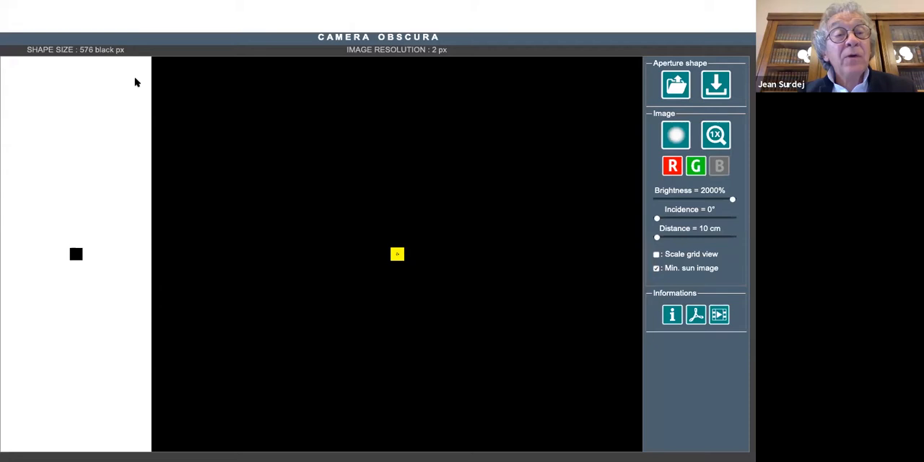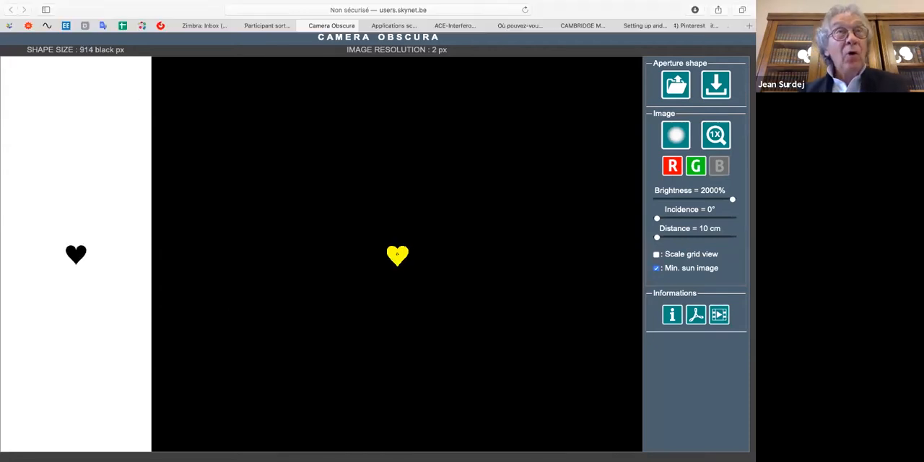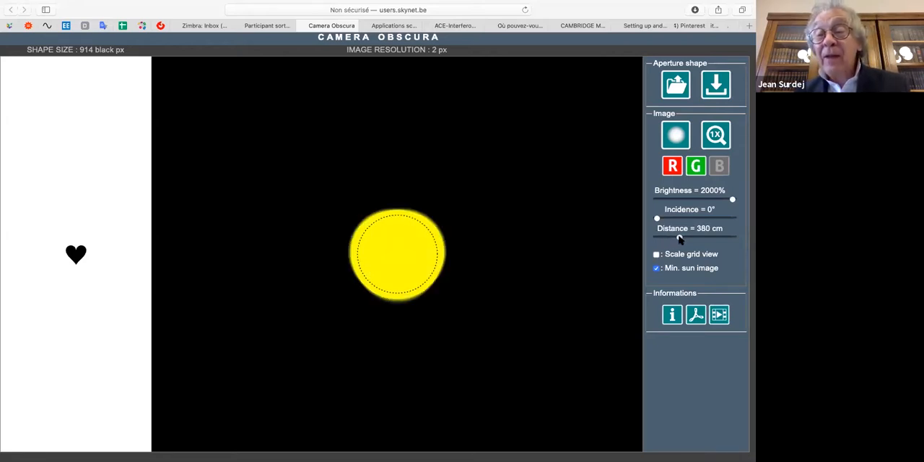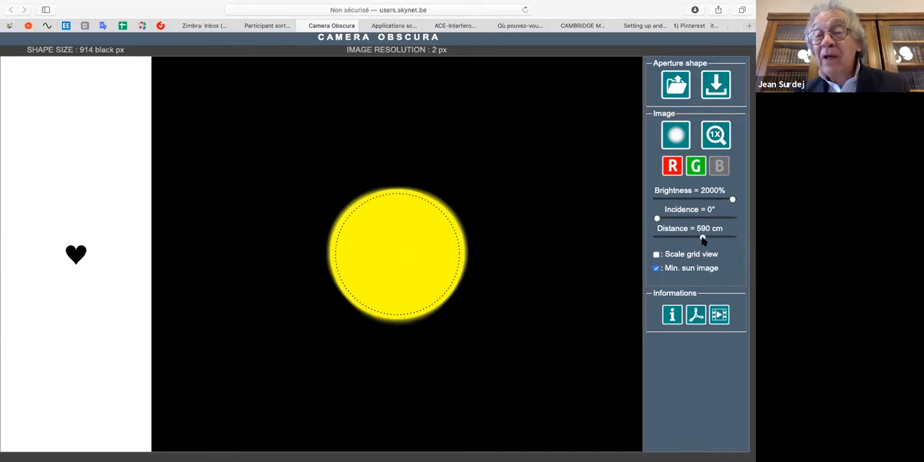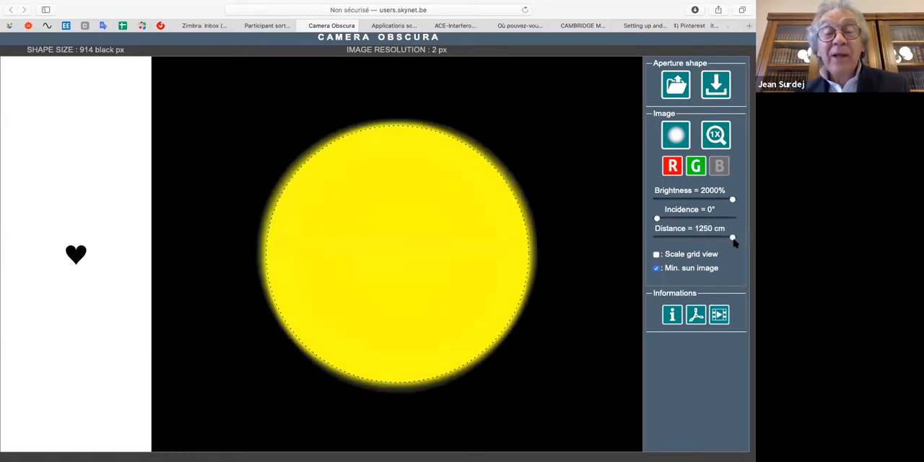Now, maybe a heart, I like the hearts. So here is a hole having the shape of a heart. This is on a white cardboard, illuminated by the sun. And you see, if you are very near, 10 centimeters, you see a yellow heart. And as you go further away, this is a convolution of a heart with a solar disk. And as you go further and further away, it looks more and more like the real image of the sun, but still with some convolution effect at the edge.